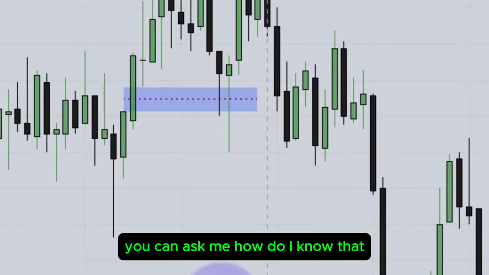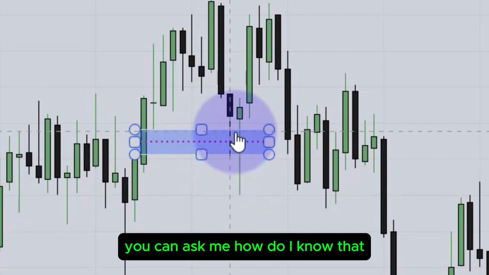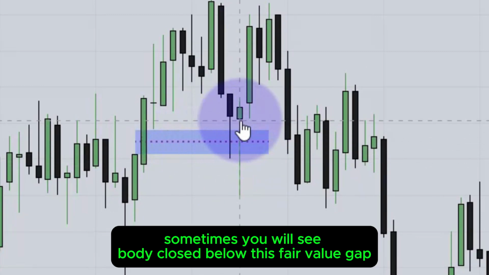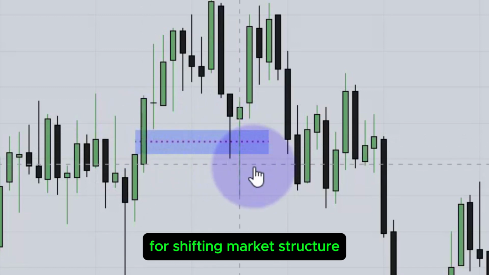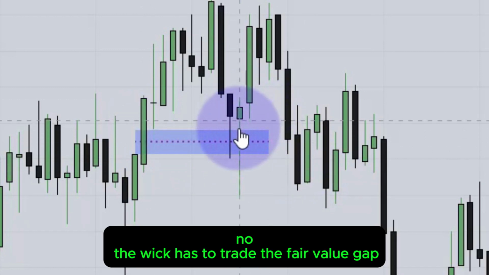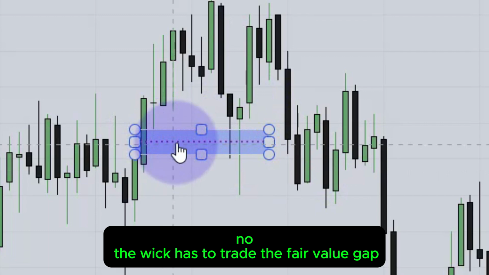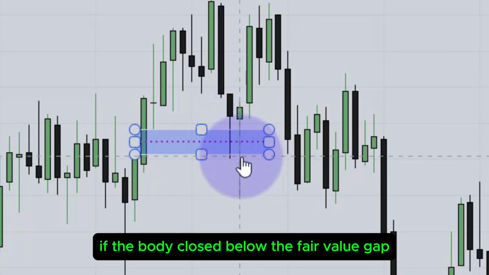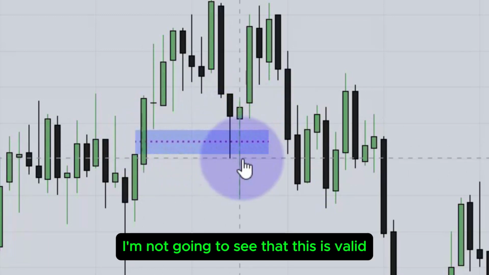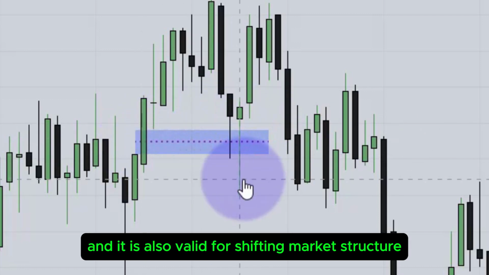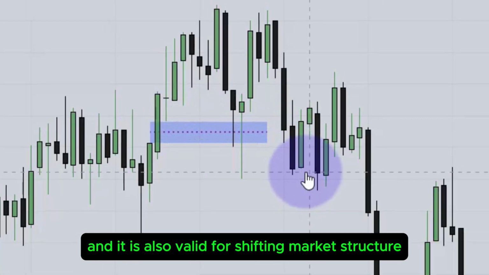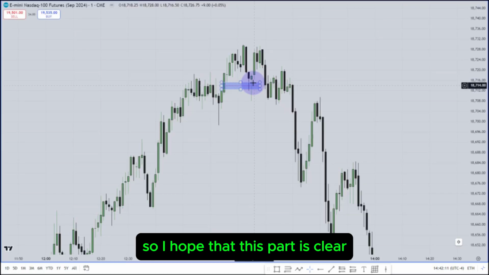You can ask me, how do I know that this swing low has traded this fair value gap? Sometimes you will see a body closed below this fair value gap. Is it going to be valid as a swing low which has traded the fair value gap for shifting market structure? No. The wick has to trade the fair value gap. If the body closed below the fair value gap, I'm not going to see this as a valid swing low which has traded a fair value gap for shifting market structure. So I hope that this part is clear.